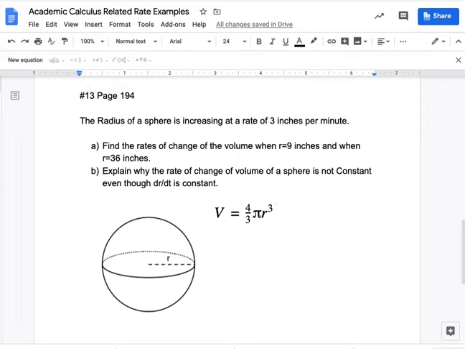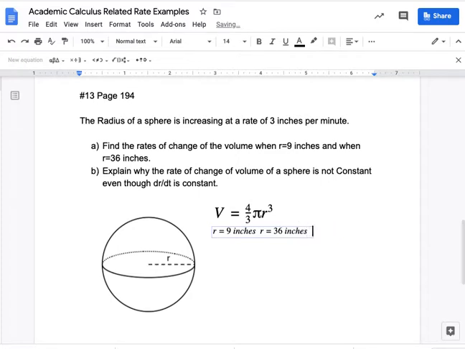Other important things to take note of in this problem, we should probably look at our other values here. We've got r equals 9 inches and r equals 36 inches. So we'll write those down as an equation: r equals 9 inches and r equals 36 inches. We're only going to focus on doing the first one, r equals 9 inches, because once you've done that, then you're just plugging in a different value.